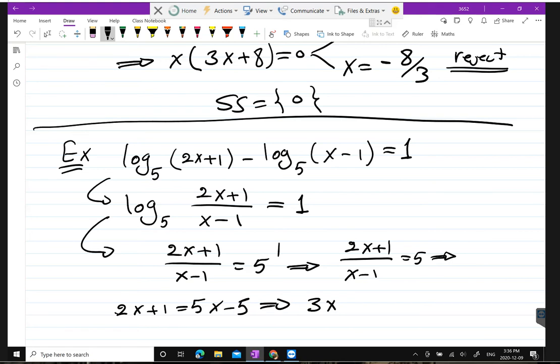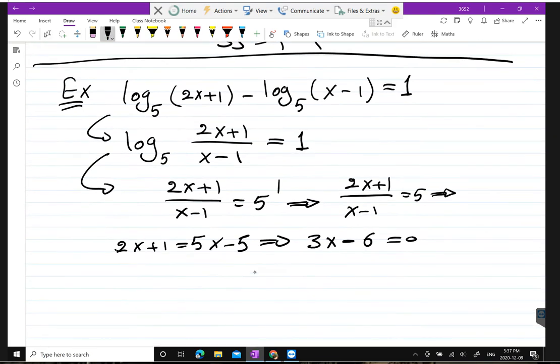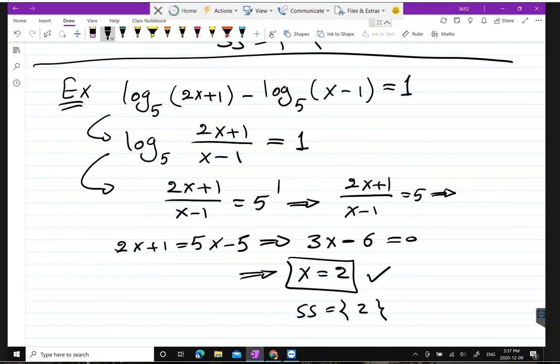So if you cross multiply, 5x minus 5, right? 2x plus 1 is equal to this one, and then now you have minus 6. Am I right? Bring everything to one side, equal to 0. Therefore, you will get x is equal to 2. And if you plug in, then you will see that this is acceptable. So the solution set in that case is only x equal to 2.